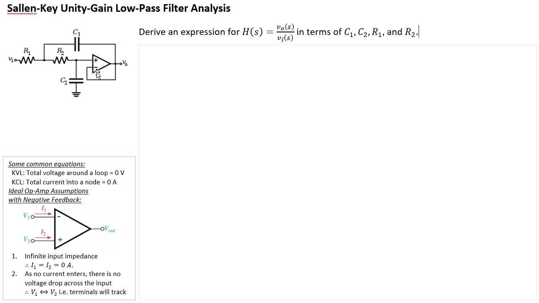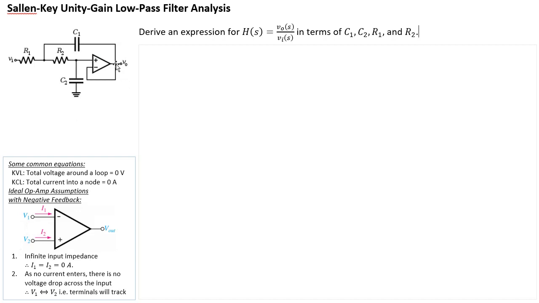As usual, when we're analyzing an op-amp with negative feedback, there are two very important assumptions we can make. Number one, as shown down here, there will be no current going into both terminals. That means 0 amps going into both terminals, so no current going into here, and no current going into there. The second assumption is that the V1 and V2 terminals will track each other. So V2 will equal V1, and V1 will equal V2.